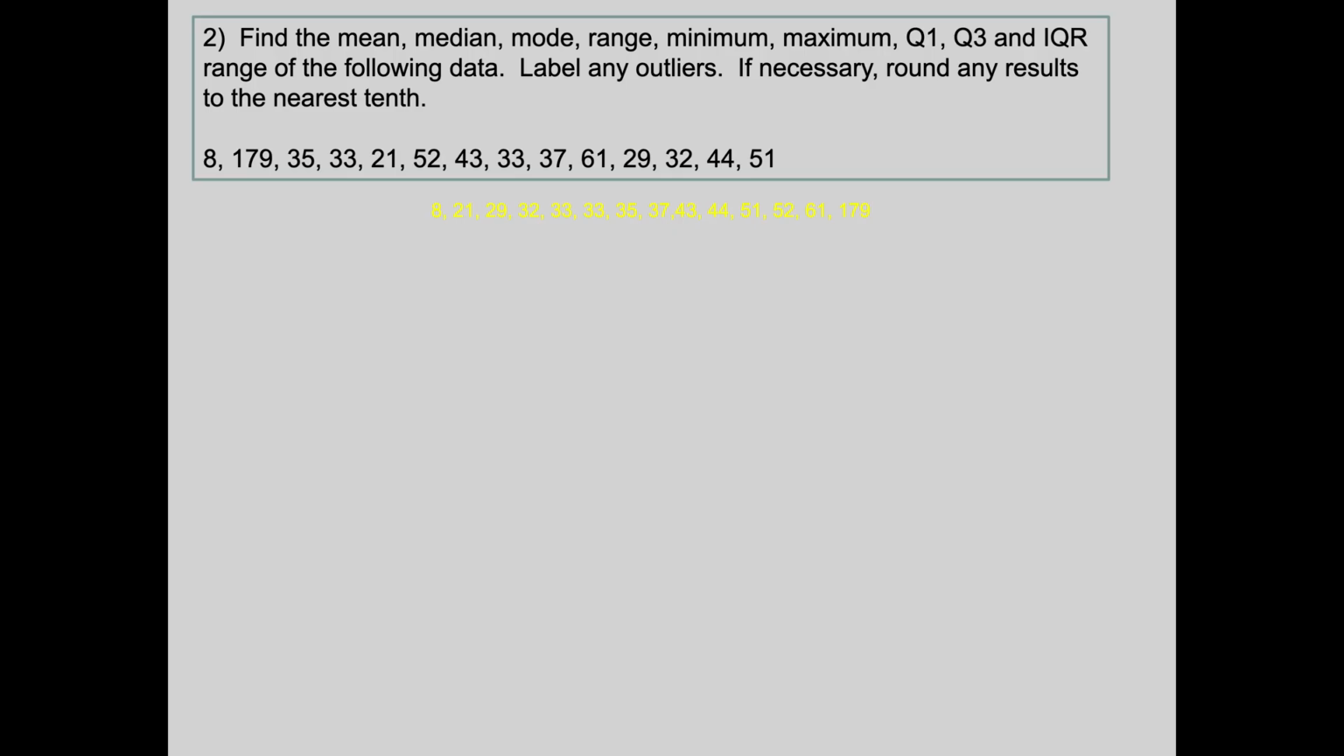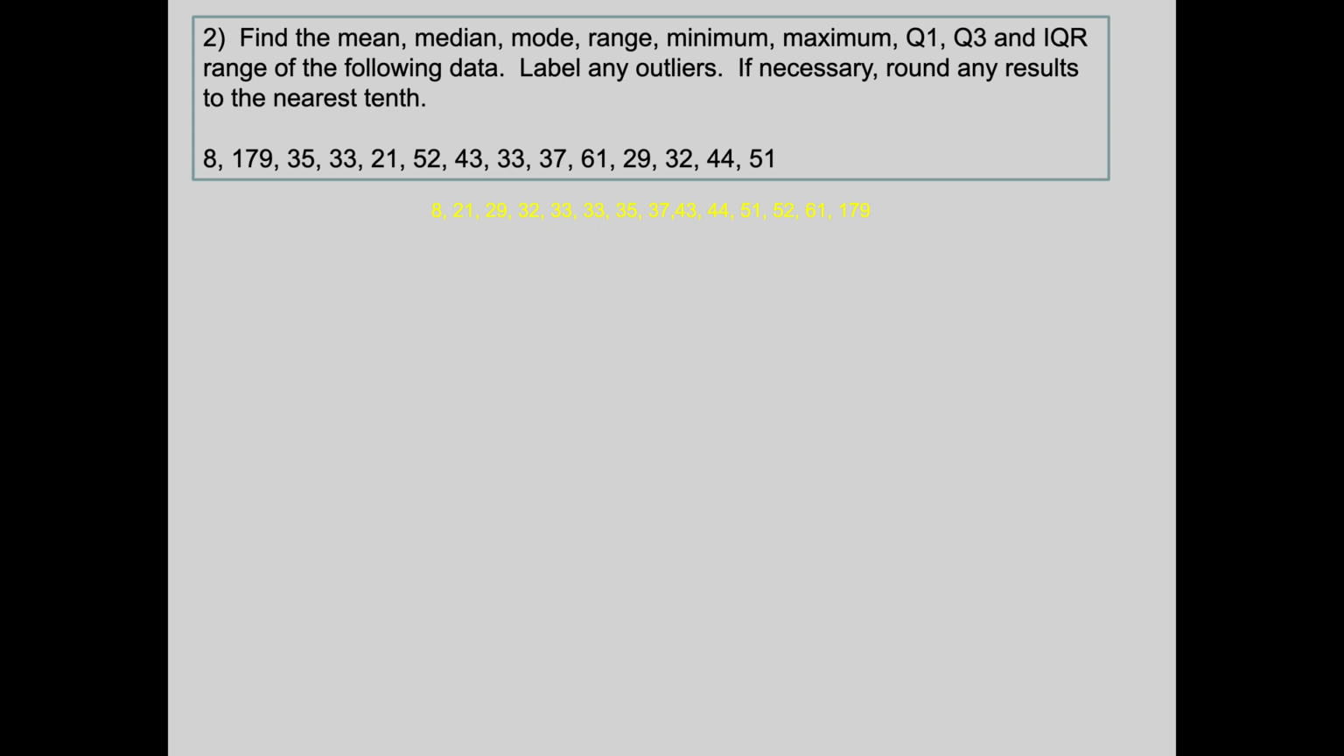Okay, so the next question that we're going to talk about and review a little bit is box plots. The first thing you're going to do is find the mean, median, mode, range, minimum, maximum, first quartile, third quartile, and interquartile range of the following data. Label any outliers. If necessary, round any results to the nearest tenth.